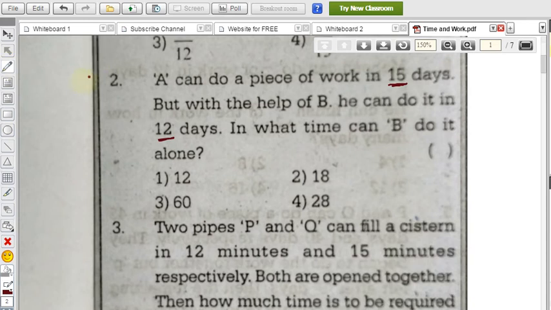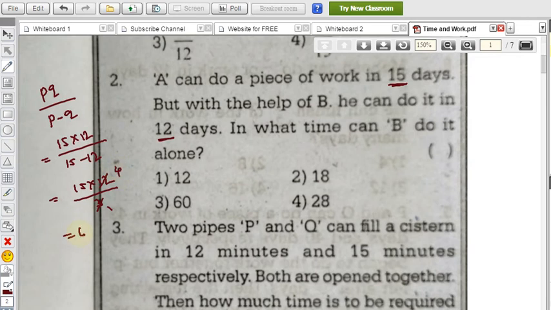So for this, the point I said to you, that is P into Q by P minus Q. Okay, that is the same, 15 into 12 by 15 minus 12, that is 3. You can simplify. 3 ones are 3, 15 fours are 60. So B can do the same work alone in 60 days, right?